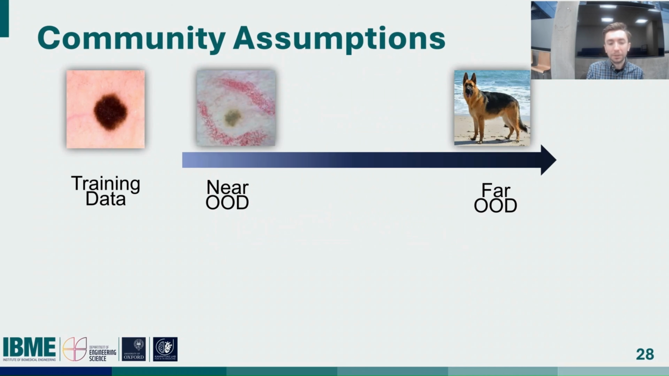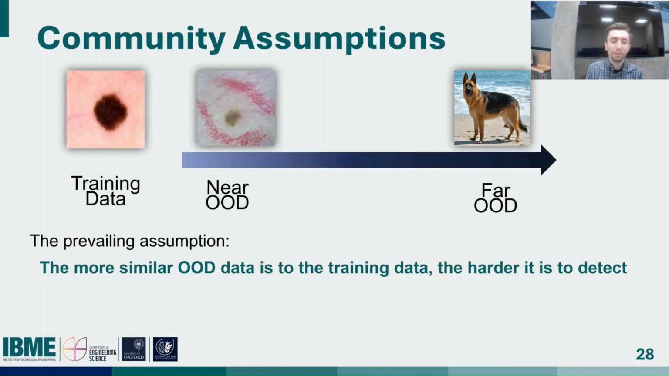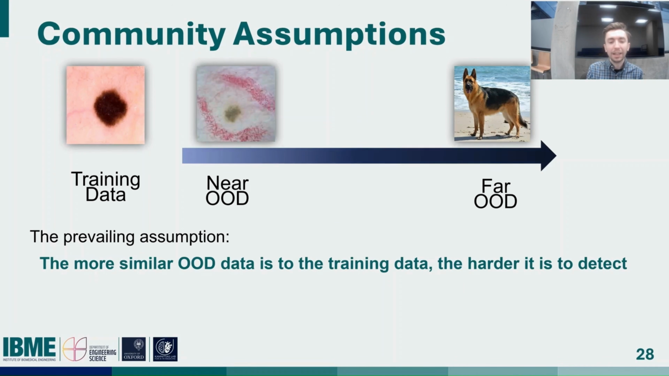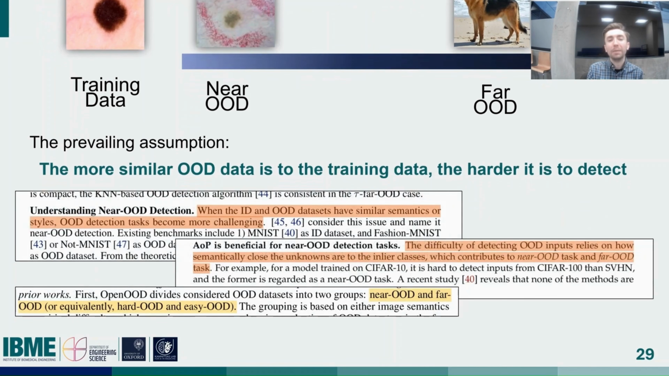So in the OOD detection community, we tend to put OOD artifacts on the spectrum, where near and far are the extremes. So near OOD is very similar to our training distribution, where far OOD is significantly different to the training distribution. And the prevailing assumption in the community is that the more similar OOD data is to the training data, the harder it is to detect. And this is a line that you'll see many times in the literature for OOD detection.